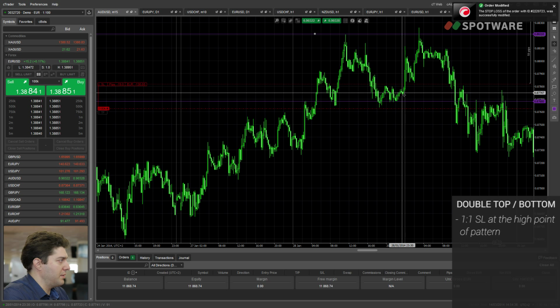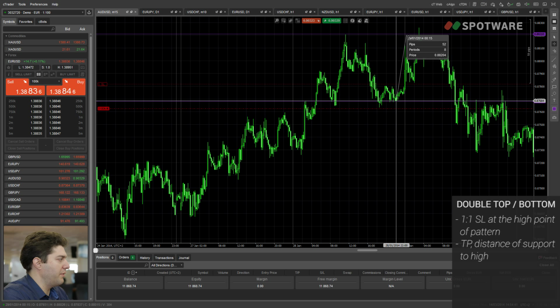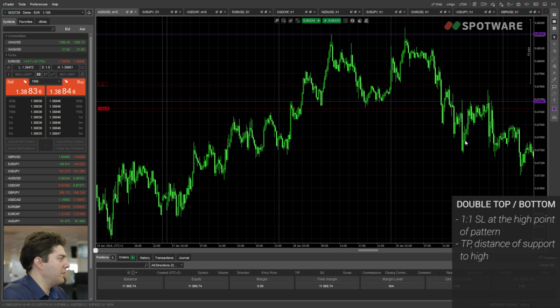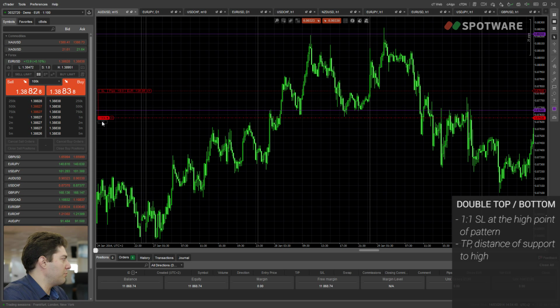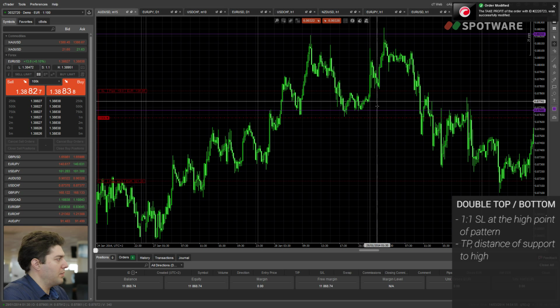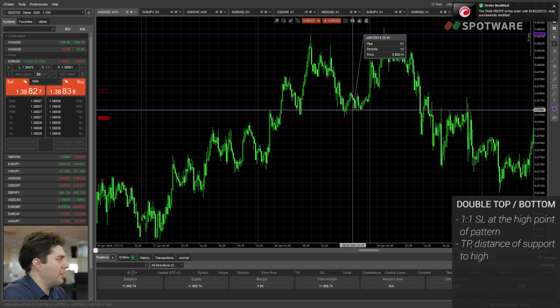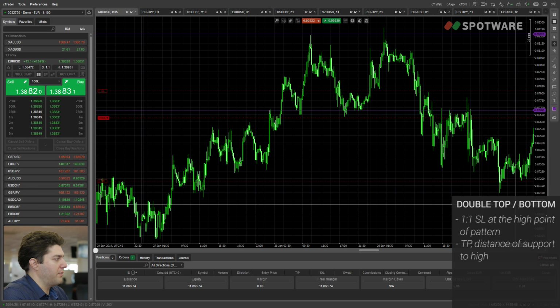The target for this pattern is you measure the distance between the resistance and the support, which is 52 pips, and you put something a bit more conservative. If it's 52, you're going to put like 45 or up to 50 just to make sure. So you can put 45 here, and the whole point is that the same height as the pattern is going to go in the opposite direction. At least that. If it's going to be another reversal, another trend, it's going to go even lower. So that's how you trade the double top pattern.